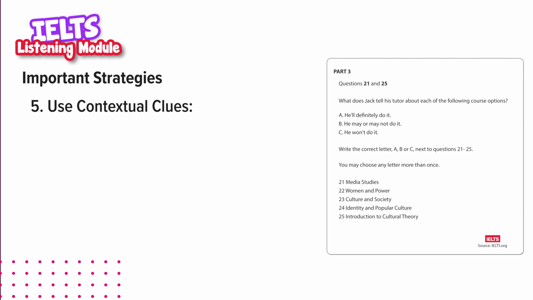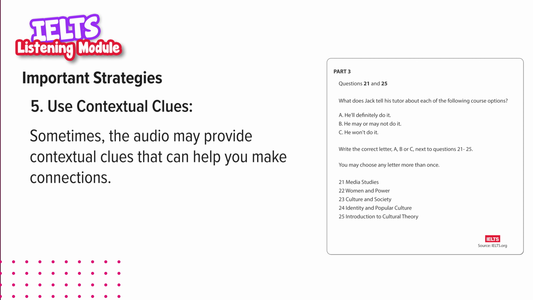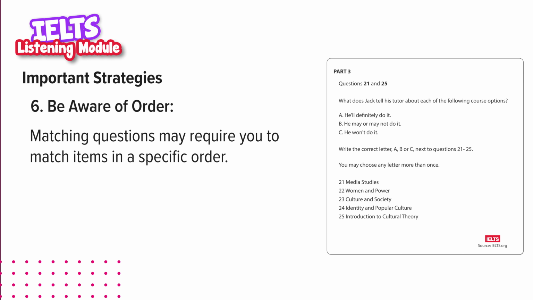Use contextual clues. Sometimes, the audio may provide contextual clues that can help you make connections. Pay attention to the relationships between different pieces of information and use them to match the correct items. Be aware of order. Matching questions may require you to match items in a specific order. Listen carefully for any indicators or cues that suggest the sequence of information.